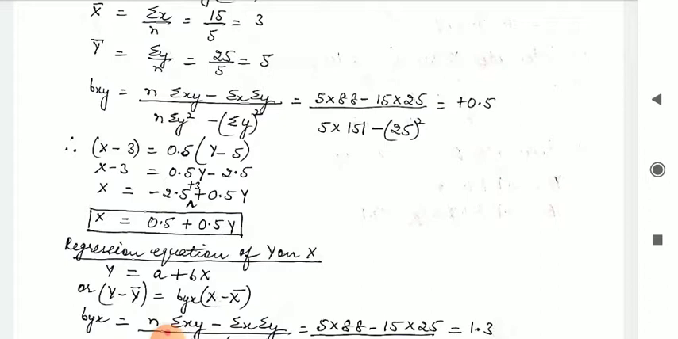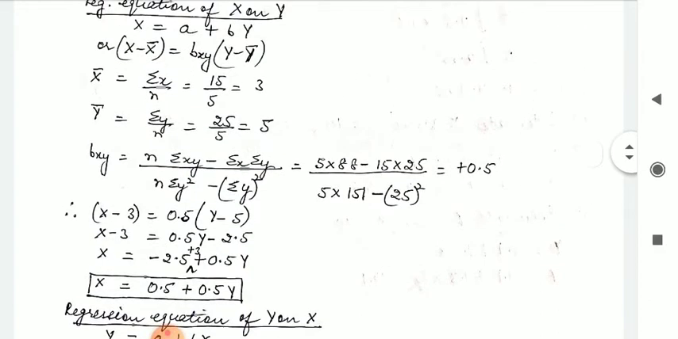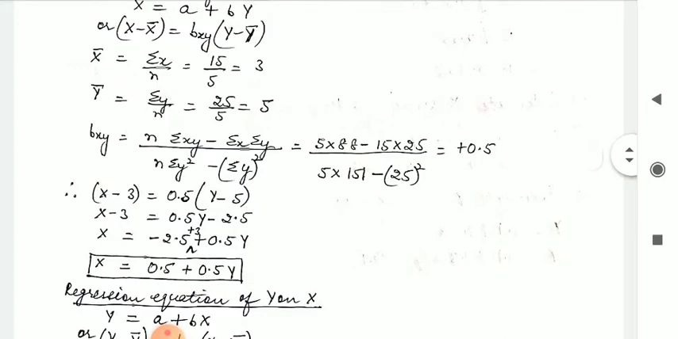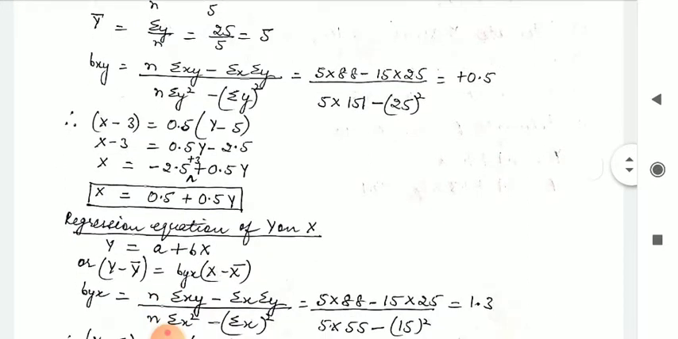Now we have all the values x bar, y bar and bxy. So we will be using our modified regression equation, and this is x minus x bar 3 is equal to bxy 0.5 into y minus y bar is 5. So we will be solving this equation in this way that we take just x on left hand side and we will be taking all the other things on right hand side.